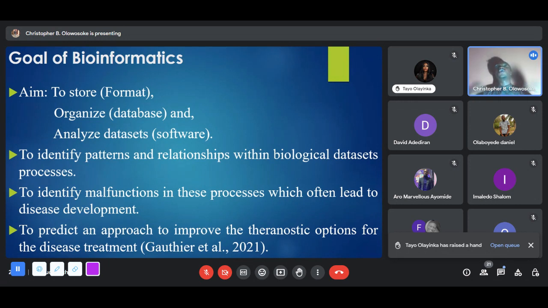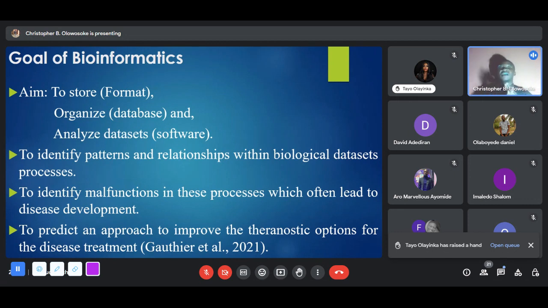So let's say you now want to conduct analysis. Bioinformatics is able to come up with software that is relevant and peculiar to particular organisms. For instance, there is a database that is unique to plants. There's a database that is unique to viruses.